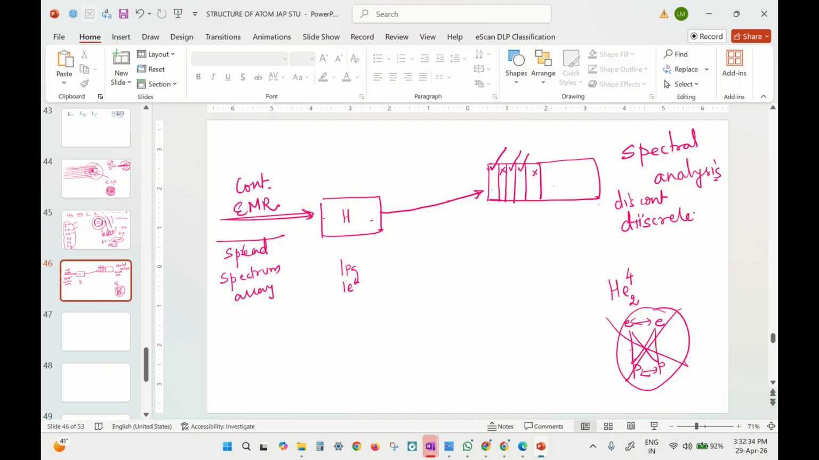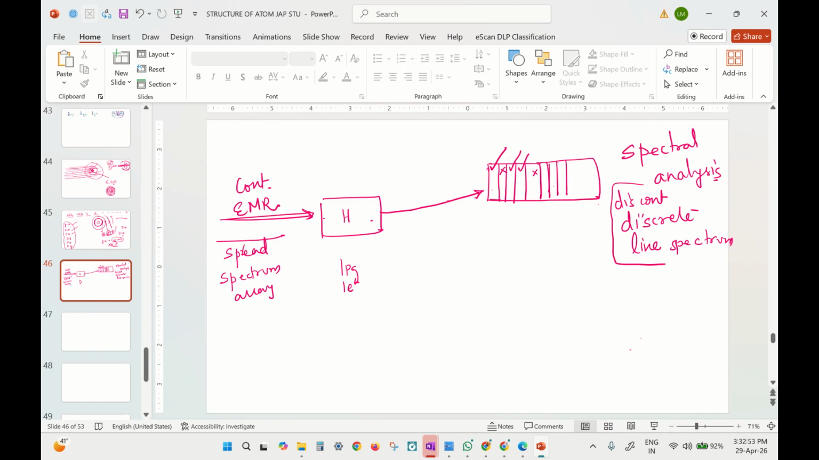What's discrete? Discontinuous means discrete. And discrete is a line spectrum. The lines will be split. This is one, this is one, this is one. So we get a line spectrum. Okay, all the three are same.